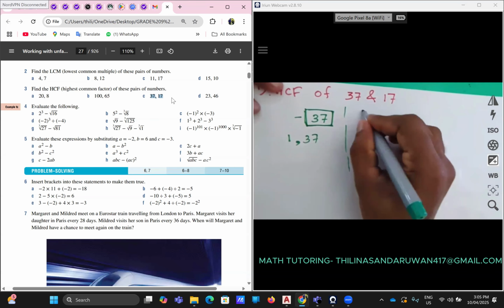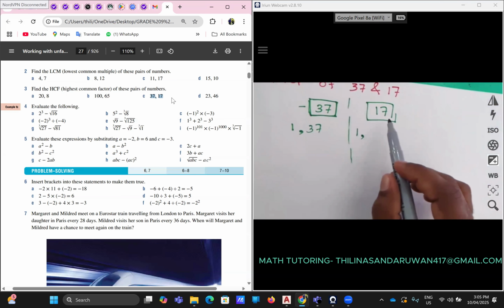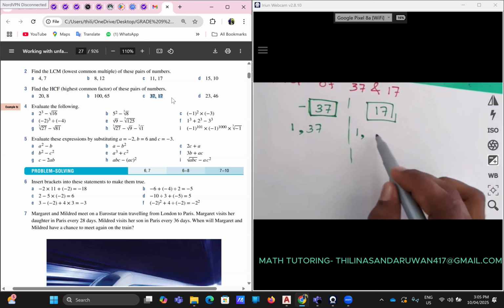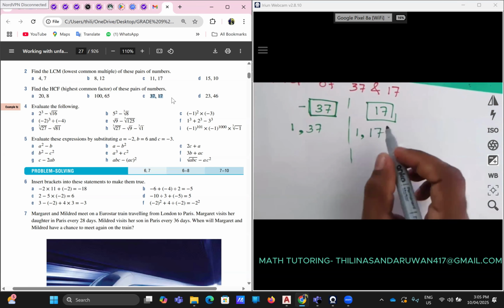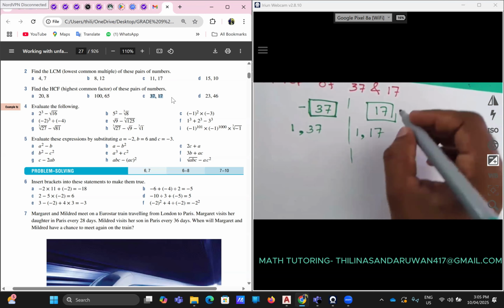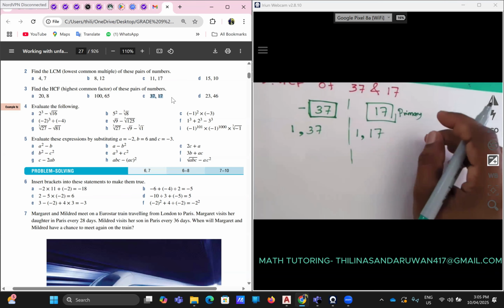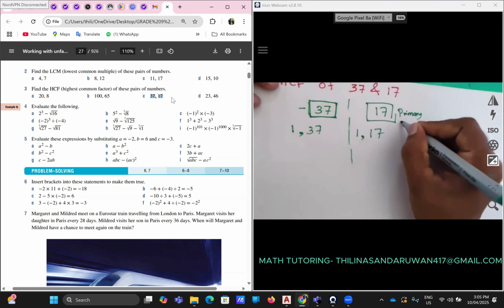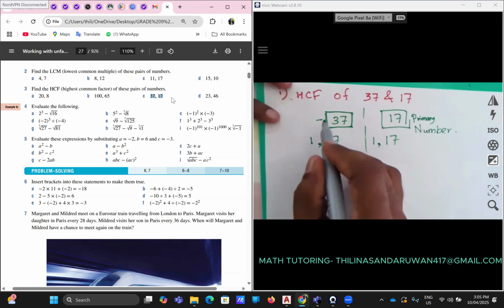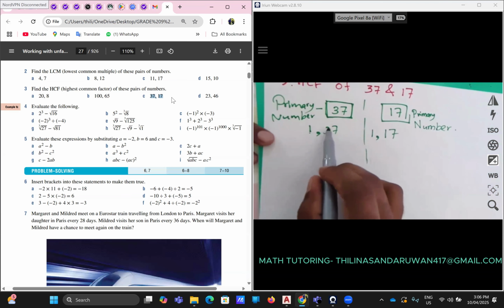Okay, let's try the same thing for 17. 1 is definitely a factor, and 2 is not, 3 is not a factor, 4, 5, 6, 7 is not a factor, 8, 9 is not a factor, which means the only factors of 17 are also 1 and the number itself, which means this number is a what? A prime, what did you call? Prime number, right? Yeah, prime number. This is also a prime number because it has only 1 and the number itself as the factors.